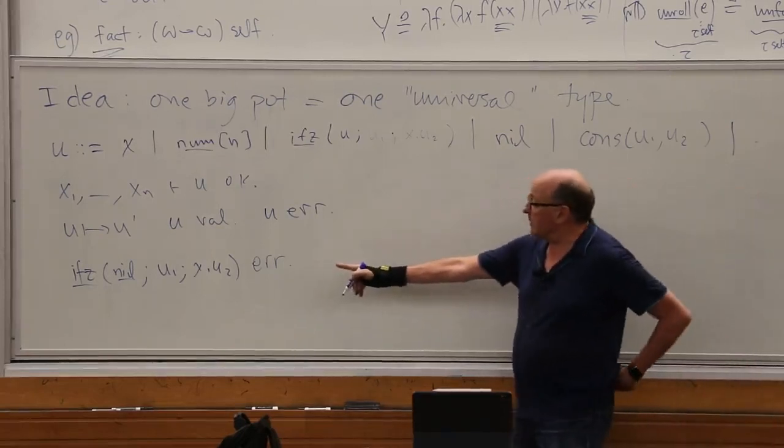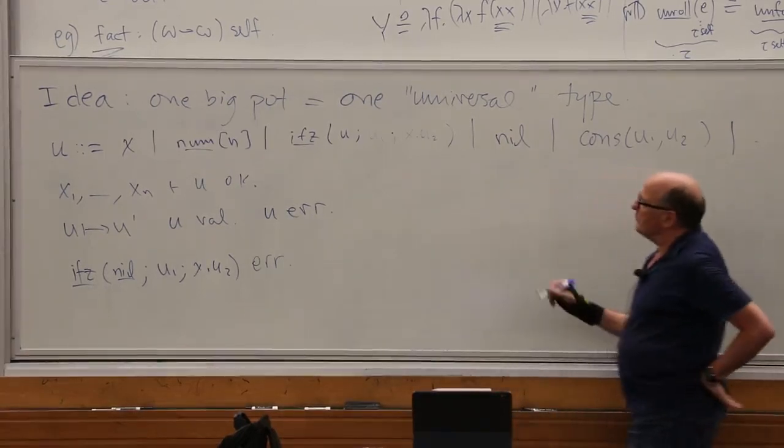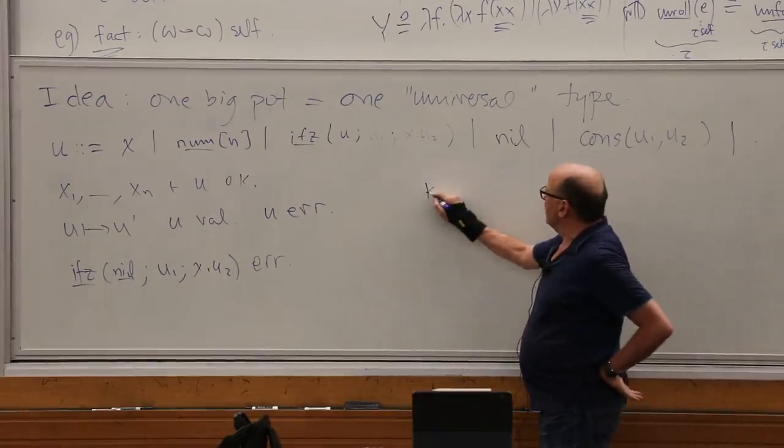So you do this kind of thing, and you have to have a notion of an error. So where does this come from? The key idea is this.